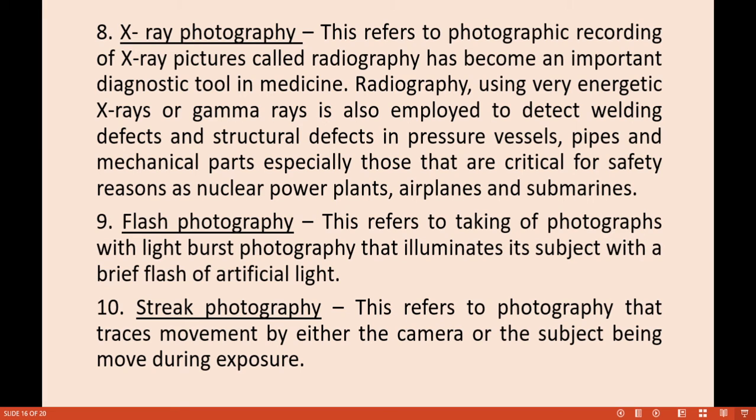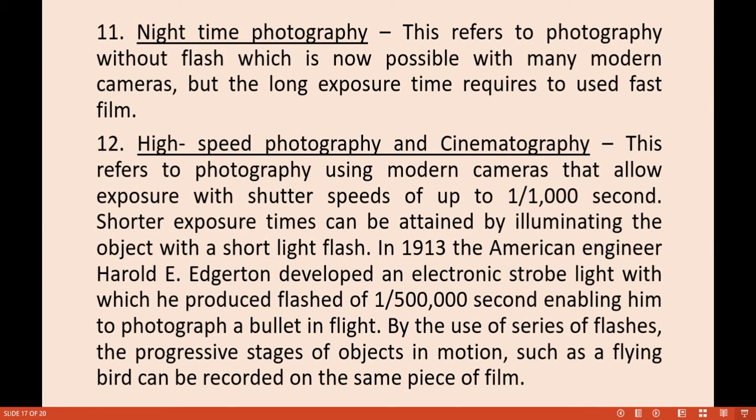Number 10, strict photography. This refers to photography that traces movement by either the camera or the subject being moved during exposure. Number 11, nighttime photography. This refers to photography without flash, which is now possible with many modern cameras, but as the long exposure time requires, use fast film.